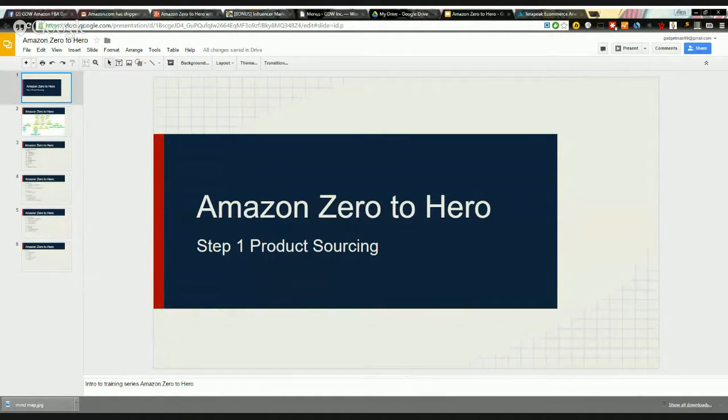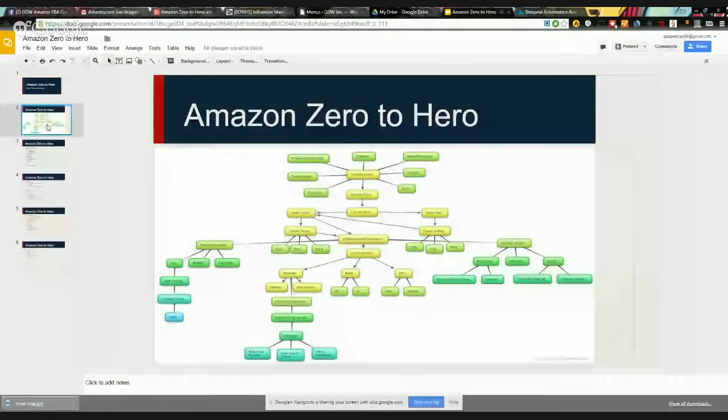All right, Amazon Zero to Hero. Step one, we're going to go over product sourcing. I'm going to show you guys this mind map that I created here. Generally this mind map was a process flow, the way I look at how my business works. As a lot of you know, I've been selling on Amazon for quite a while. We're a $4 to $5 million company right now. That fluctuates.